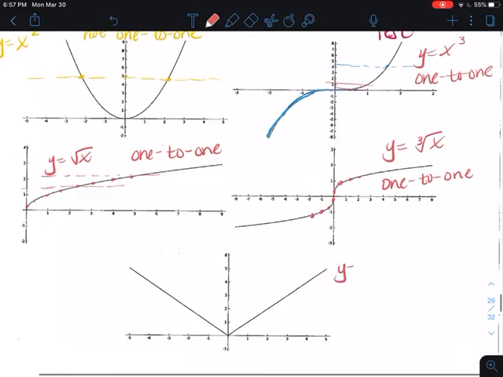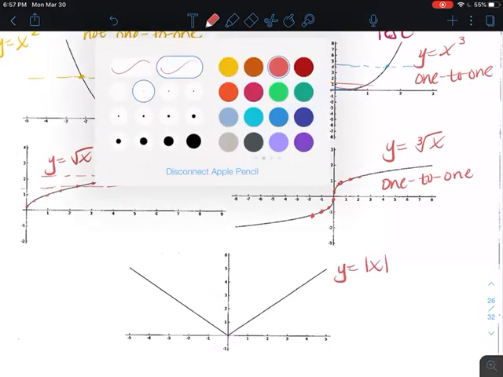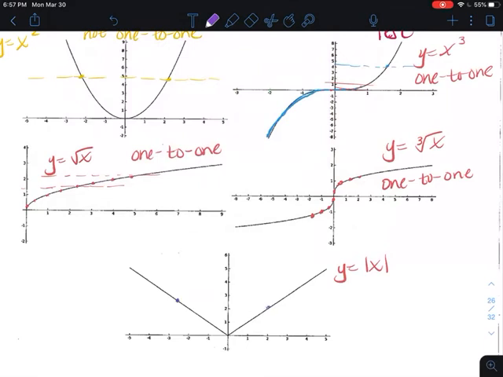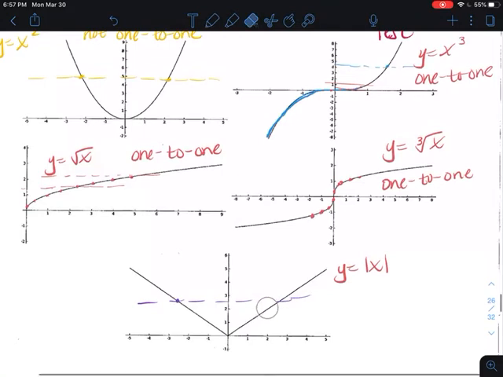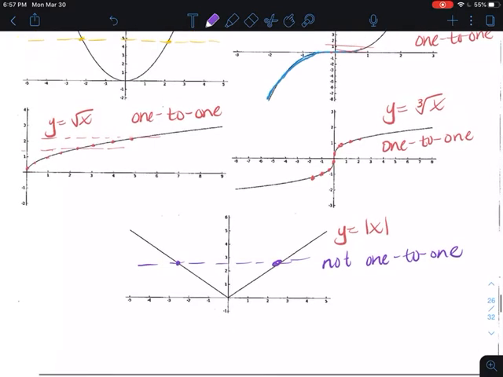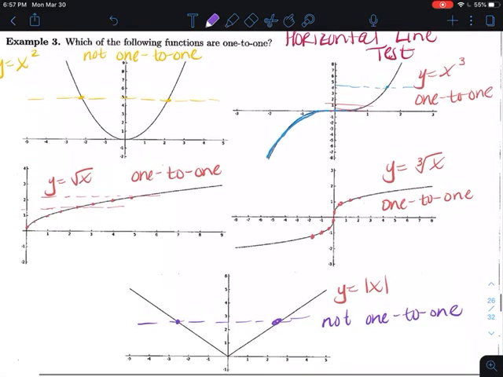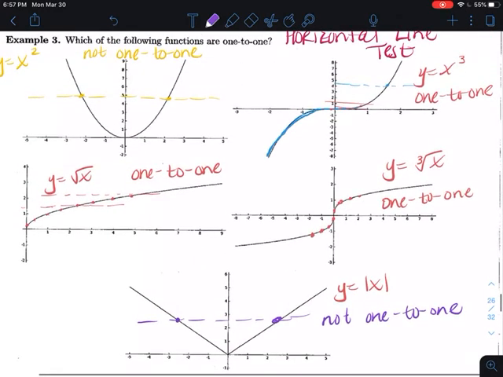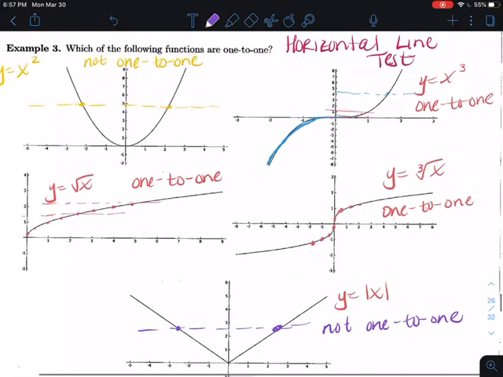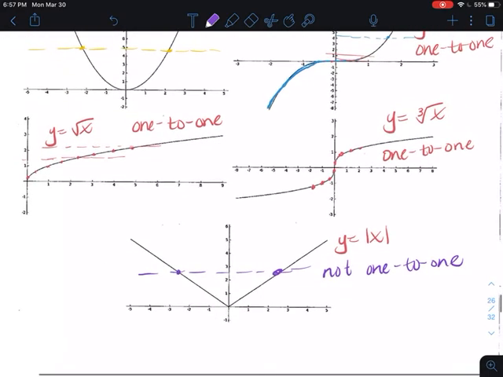And then your last one is y equals the absolute value of x. This is not one-to-one. Because if you put a horizontal line, it's going to hit more than 1 point over here. These 2 points will have the same y value, so this is not one-to-one. So out of all the parent functions that I have listed here, the only two that are not one-to-one are y equals x squared, and y equals the absolute value of x.